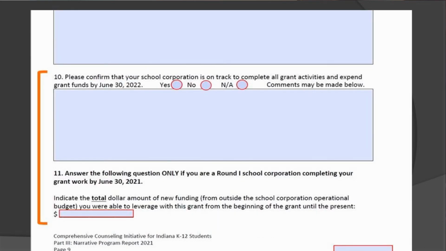Section 10 asks you to confirm that your school corporation is on track to complete all grant activities and expend grant funds by June 30, 2022. And Section 11 only pertains to Round 1 school corporations completing their work this summer, that is, as of June 30, 2021.